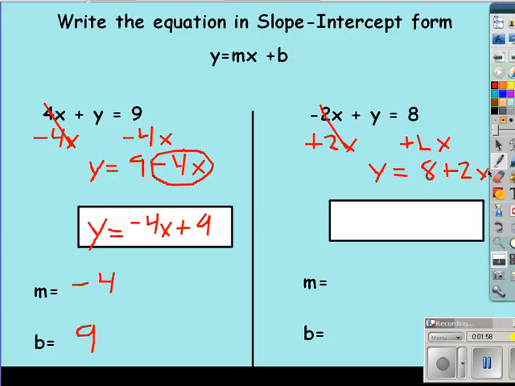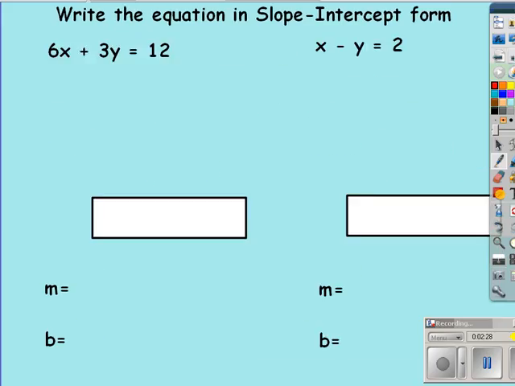The only problem with this is it's still not in the form mx plus b. So I just have to flip-flop those around. And I've got y equals 2x plus 8. And at this point, I can identify my slope and my y-intercept. My m is 2, and my b is going to be 8. So that's how we move things around. That's how we get our y equals mx plus b form.